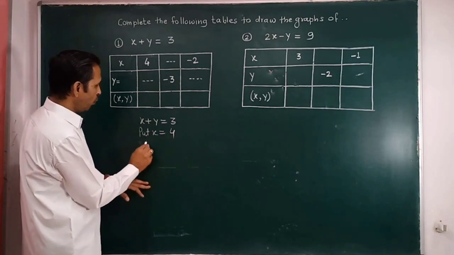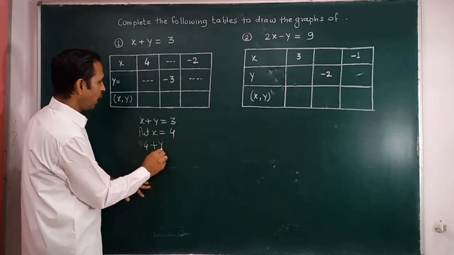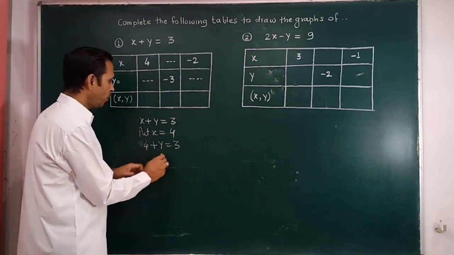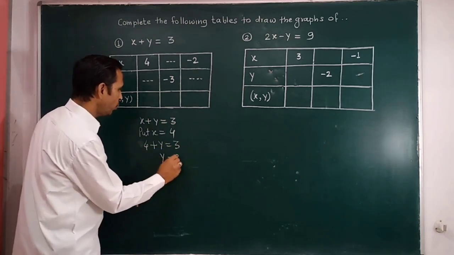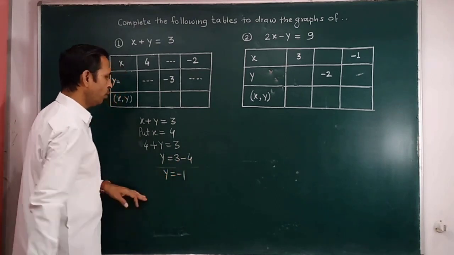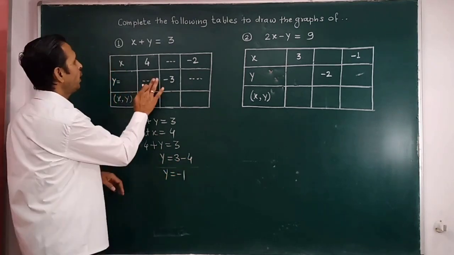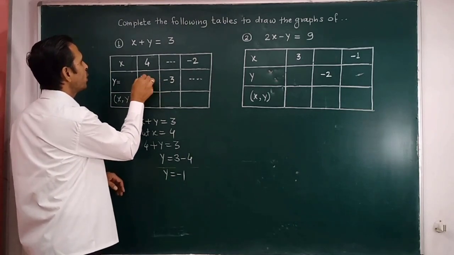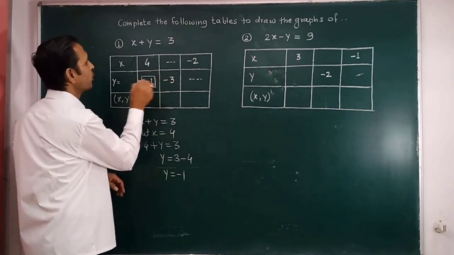Then what happens? 4 plus y is equal to 3. Now find the value of y. y is equal to 3 minus 4, and that's why y is equal to minus 1. And right here the value of y is minus 1. This is our value, we have to fill it.